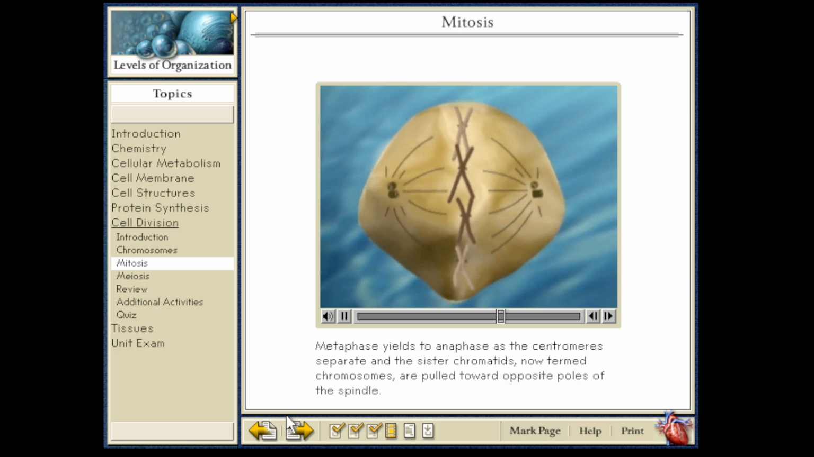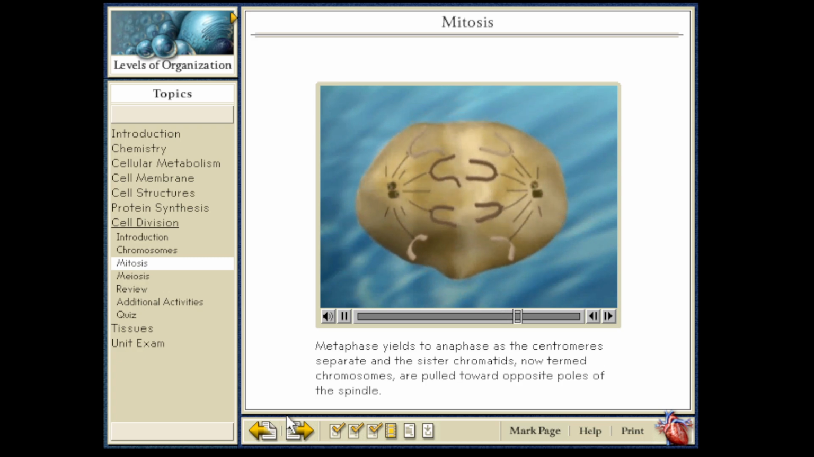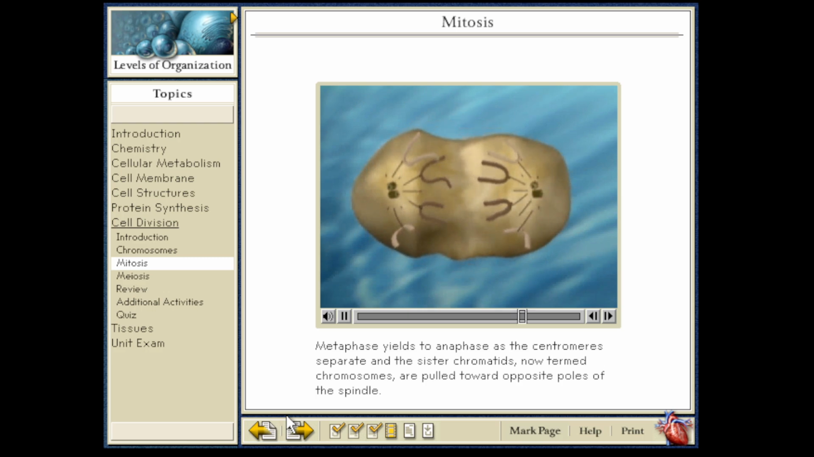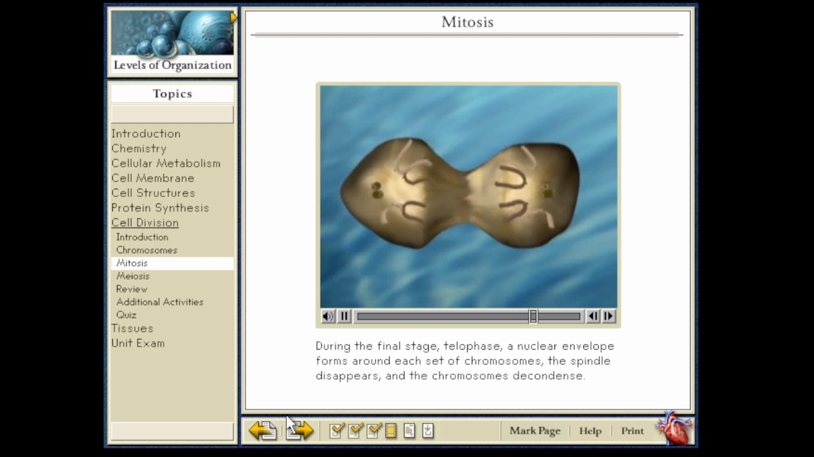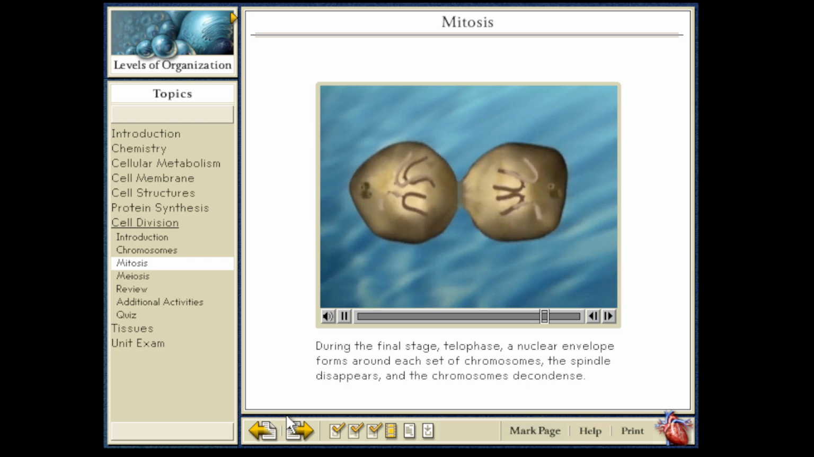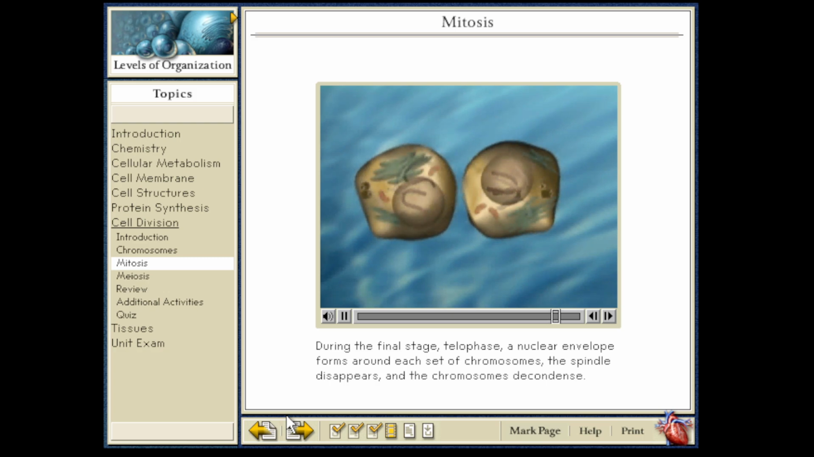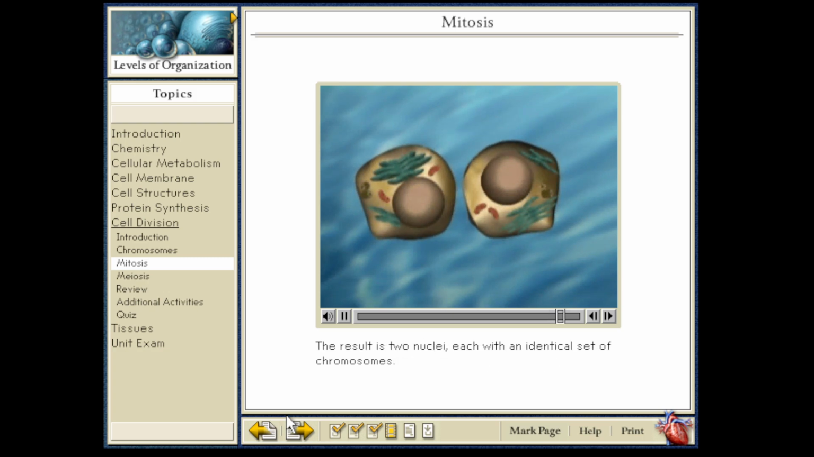Metaphase yields to anaphase as the centromeres separate, and the sister chromatids, now termed chromosomes, are pulled toward opposite poles of the spindle. During the final stage, telophase, a nuclear envelope forms around each set of chromosomes. The spindle disappears, and the chromosomes decondense. The result is 2 nuclei, each with an identical set of chromosomes.